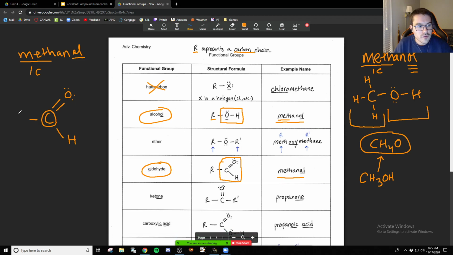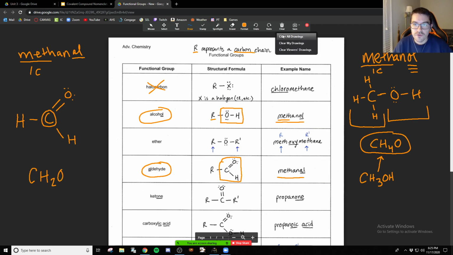So to give you a hard and fast rule, R represents a carbon chain unless you happen to be working with a particularly small molecule, meth something, in which case it might represent a hydrogen, okay? Okay, so that's my structural formula there, and then my chemical formula would be CH2O, okay?